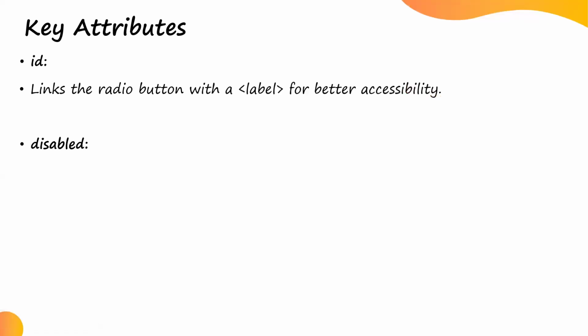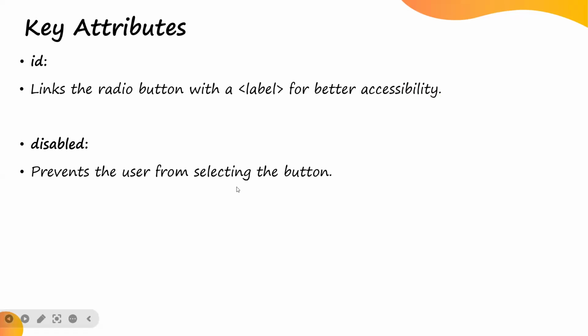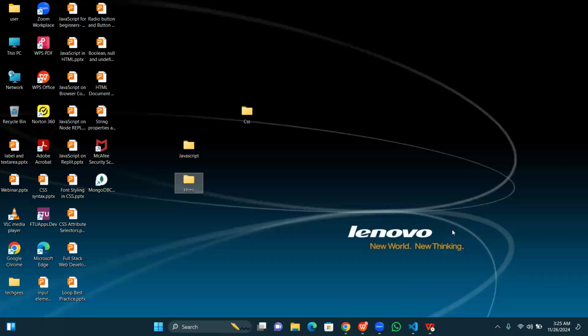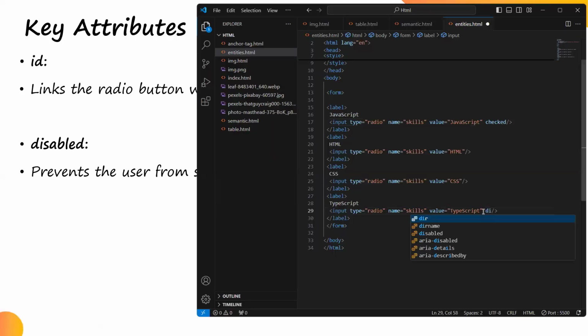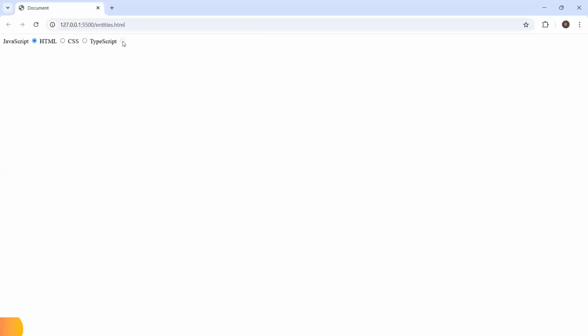You can also disable it. If you disable it, it prevents the user from selecting the button. Any element that you disable like that, the user can no longer select or interact with it. So if I say this TypeScript is disabled, save it and open the browser, you can see that I cannot select it. I'm clicking on it, I can't select it. It is disabled. But I can select the other ones. So that is it.